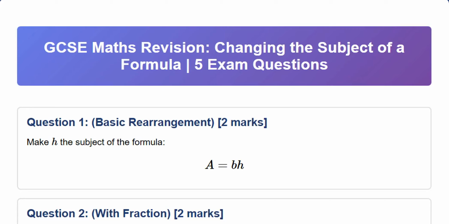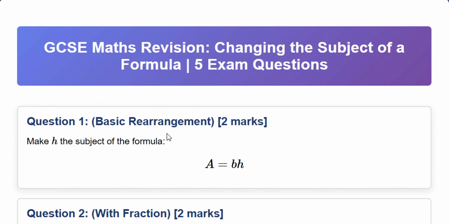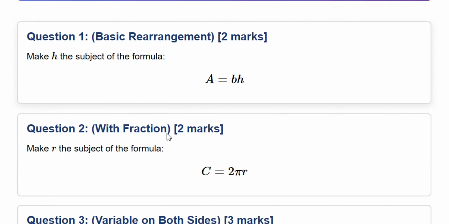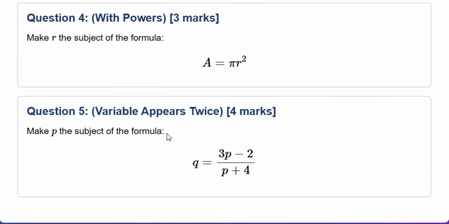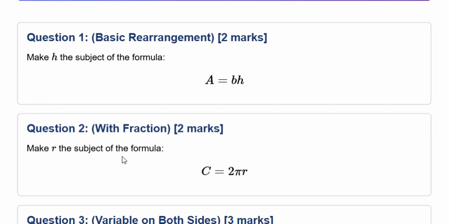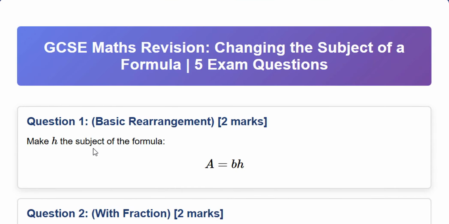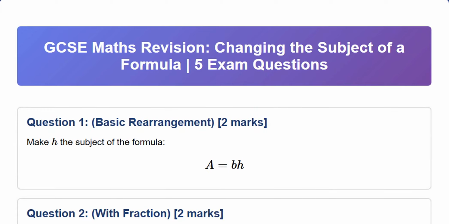In this GCSE Maths revision, we are going to learn how to change the subject of a formula, then we solve GCSE exam questions. We are going to start with the simplest questions, and we progress to more complex questions up to question 5. So can we start with question 1, where you are told make H the subject of the formula A is equal to BH.